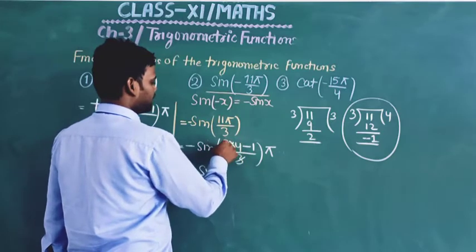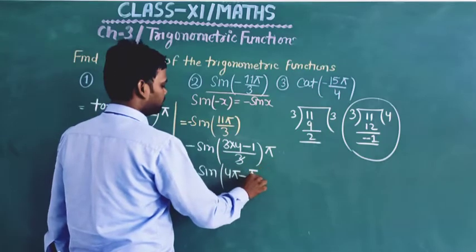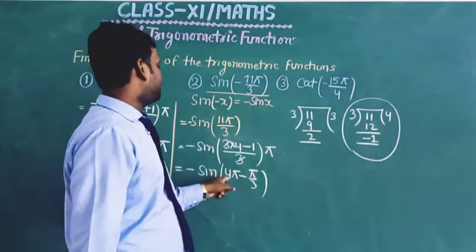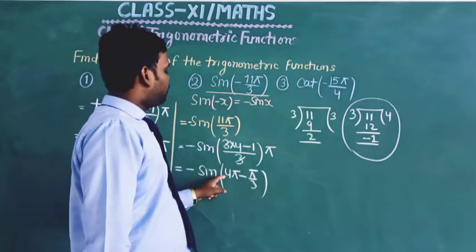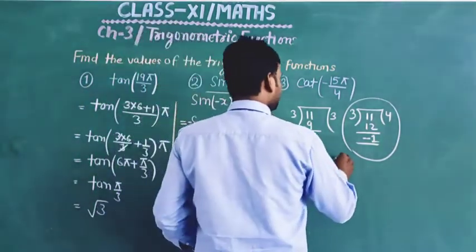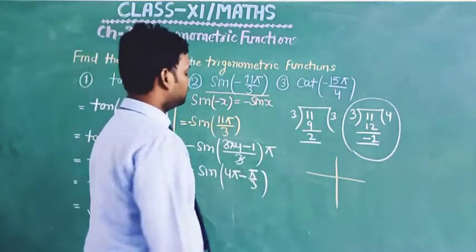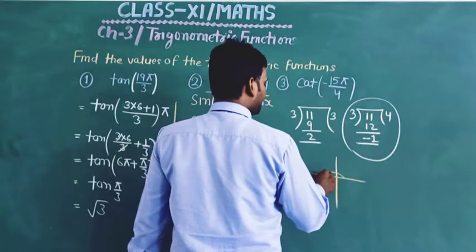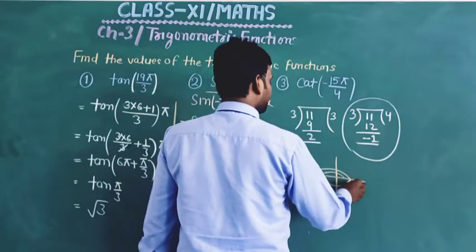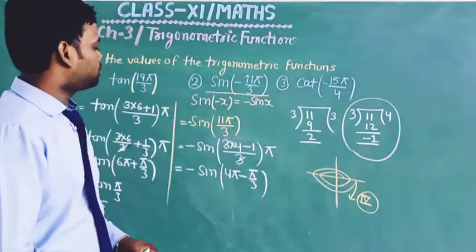Here 3 cancels out, so 4 pi minus pi by 3. Okay, after simplification 3 cancels out and we get minus sin of 4 pi minus pi by 3. Now check which quadrant 4 pi minus pi by 3 lies in. This is first pi, second pi, third pi and fourth pi. So this lies in the fourth quadrant.